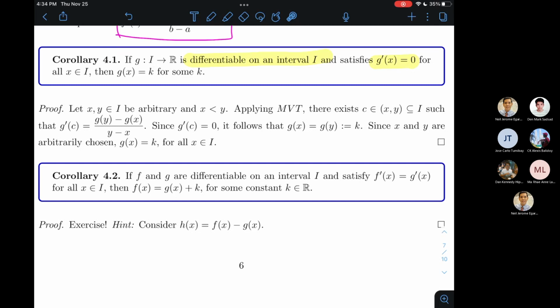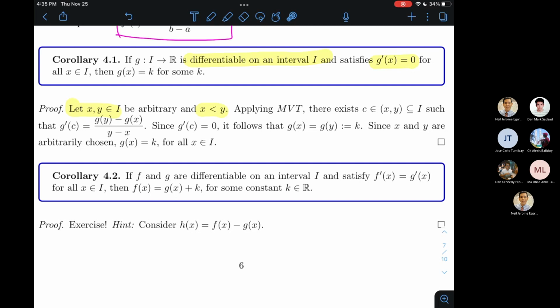So ito naman yung trick. Kukuha ako ng dalawang arbitrary elements of the interval. Let's call them x and y. Okay? X and y are arbitrarily chosen, kahit anong elements ng interval I. But without loss of generality, I will assume that x is less than y. Kung baliktad, kung ang y ay less than x, then you can just interchange the roles of x and y. It doesn't matter, all right? Kaya sabi dito, without loss of generality, we can assume this. Because again, otherwise, you'll just interchange their names.